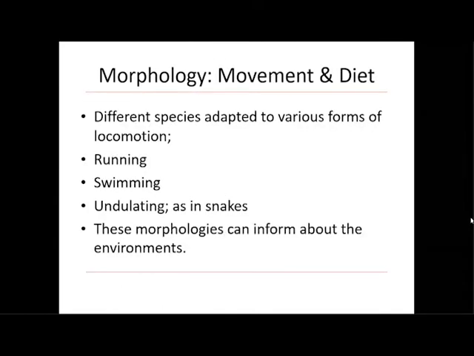So the next thing that the animal bones can tell us is morphology in terms of movement, as well as the diet. So different animal species obviously adapt to various forms of locomotion. They can be swimmers, they run, undulating in snakes, and this morphology can tell you about the environment. So we look at the bone, they're adapted in various ways.